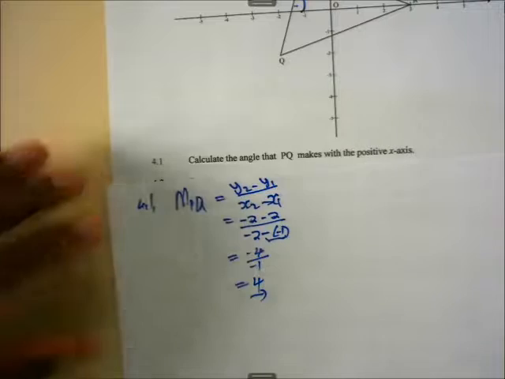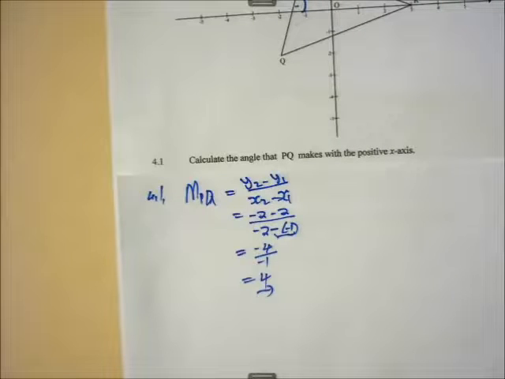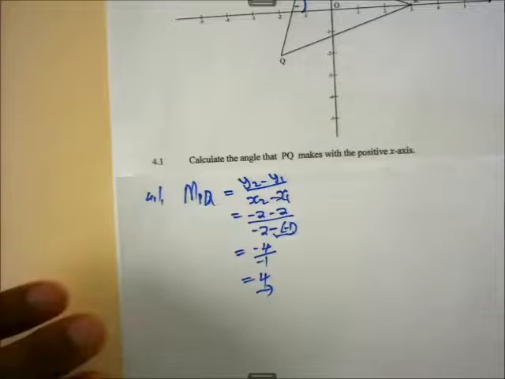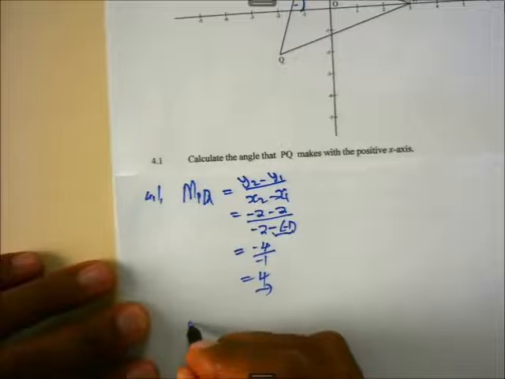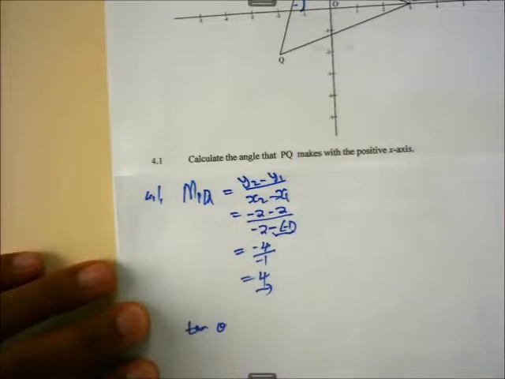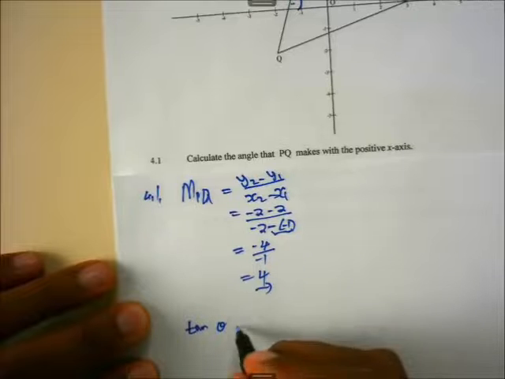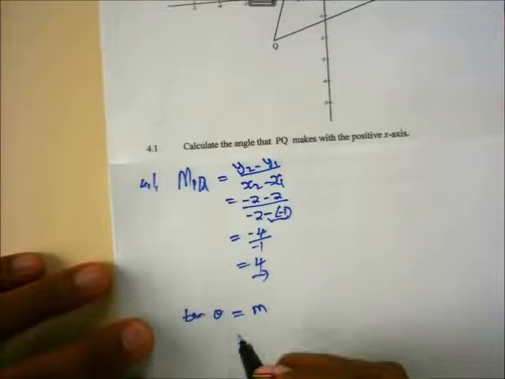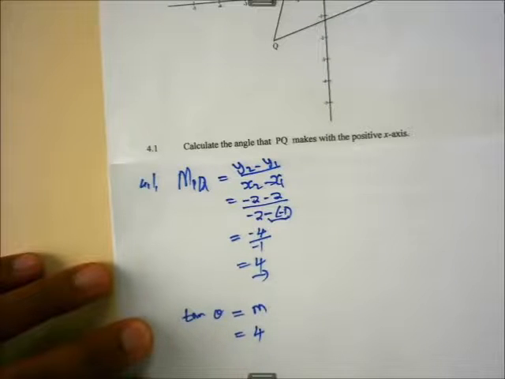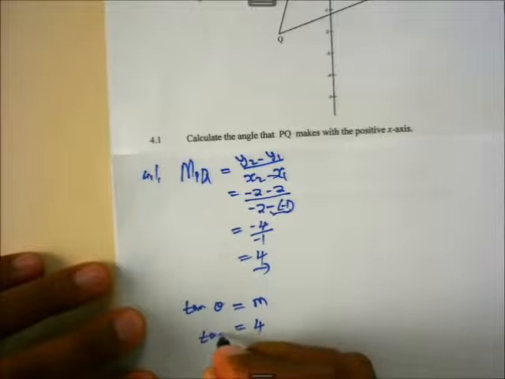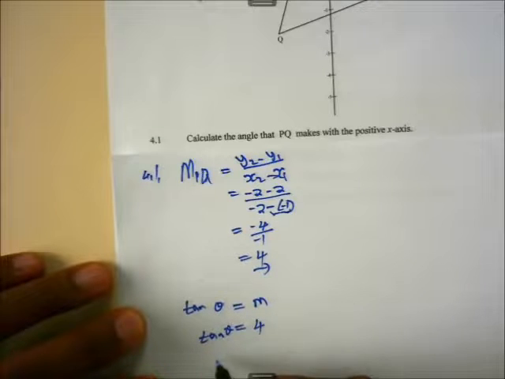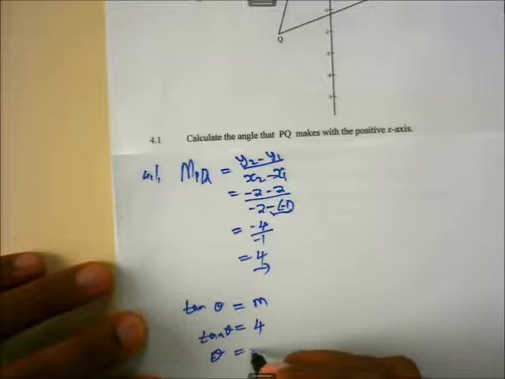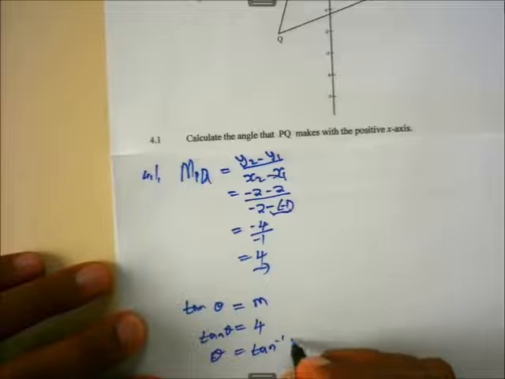Right, now we have the gradient. Now, which formula do we use when we determine the angle of inclination, or the angle that PQ makes with the positive x-axis? Of course, we use tan of theta. If we name that angle theta, tan of theta is equal to m. What is our m there? M there is 4. Then from here you remember you just take the inverse of tan, or the tan arc, which is very important. Therefore, we have theta equals the inverse of tan 4.